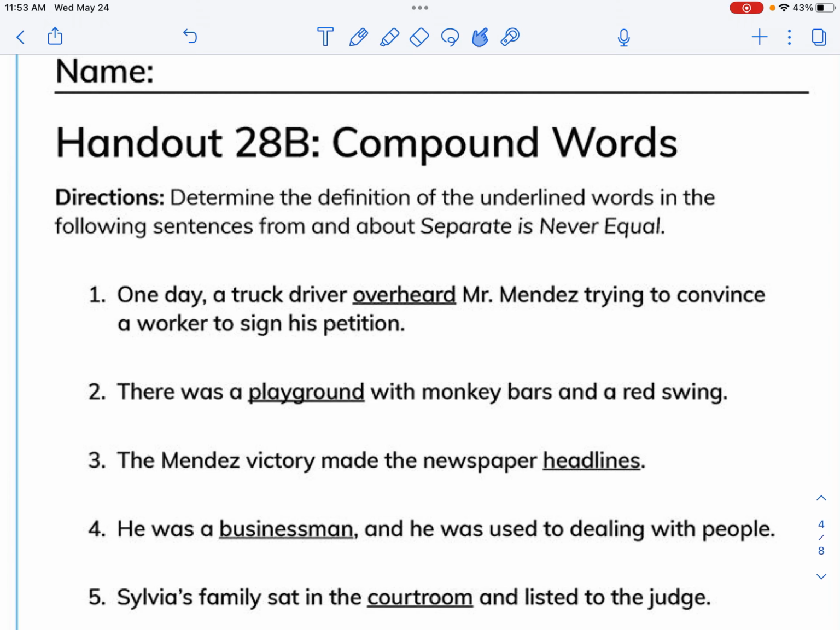We are looking at the word overheard. We have the word over, and we have the word heard. Overheard. What could that mean? Yeah, it's to hear over someone else. So there might be a lot of other noises going on, but you overhear another conversation.